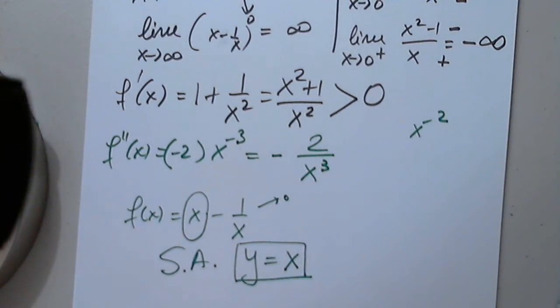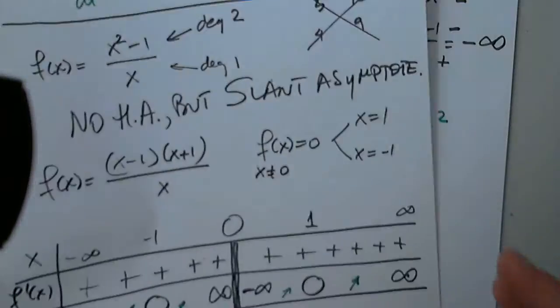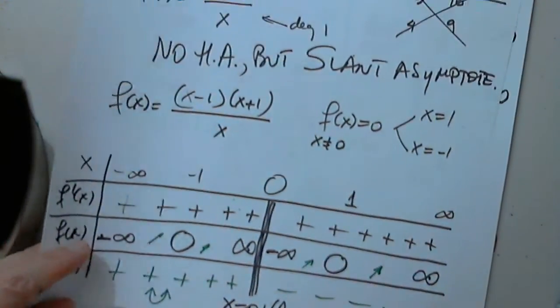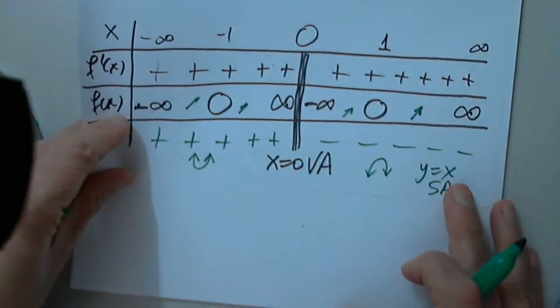How do I graph something like this? I make myself a note here: y equals x, slant asymptote. Now I don't need anything else but the table. So let's graph this.